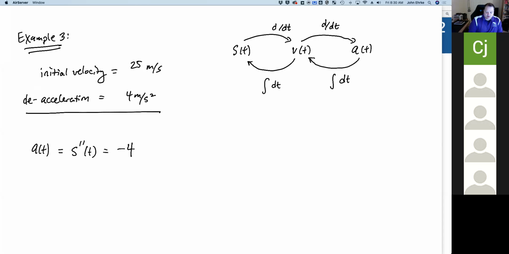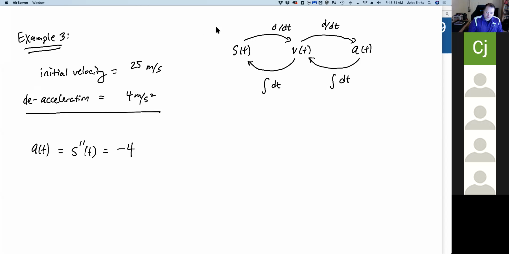Since I'm going to try to recover the distance that the car traveled during braking, and distance is about position, I'm going to have to go all the way back to S from S double prime. So I'm going to have to go back twice, which means I'm going to need two pieces of information. I'm going to need information about the velocity, and information about the position. If I want this to be nice, I need initial velocity information, and I need initial position information.